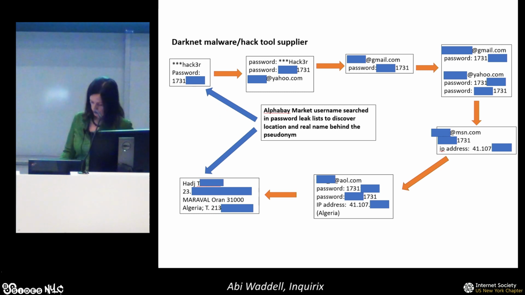The password appeared to contain a first name. Other email addresses are also found being associated with the 1731 password, as well as 2 IP addresses for this user, and a phone number, all based in Algeria. A Google search was done for this phone number and first name, and we found this person and his associated physical address.